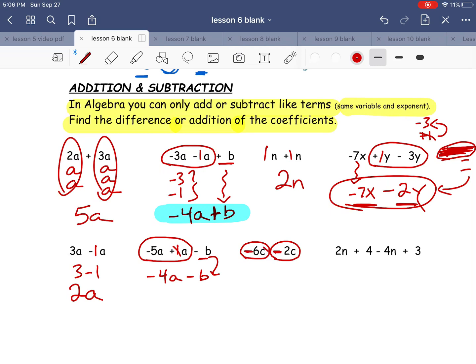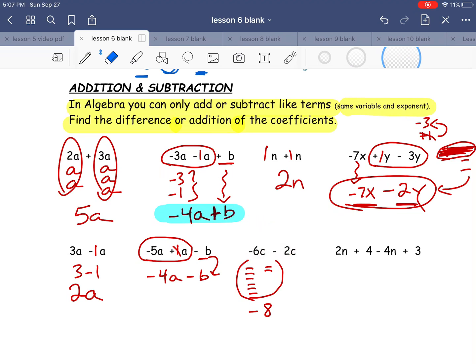My integer rule means, if I just totally ignore the algebra for right now, it's just minus 6 and minus 2. So if I have 1, 2, 3, 4, 5, 6 negatives, and I have 2 negatives, how many total negatives do I have? I have negative 8. But be careful, we are doing algebra, so what kind of negatives are they? They're negative 8c altogether.